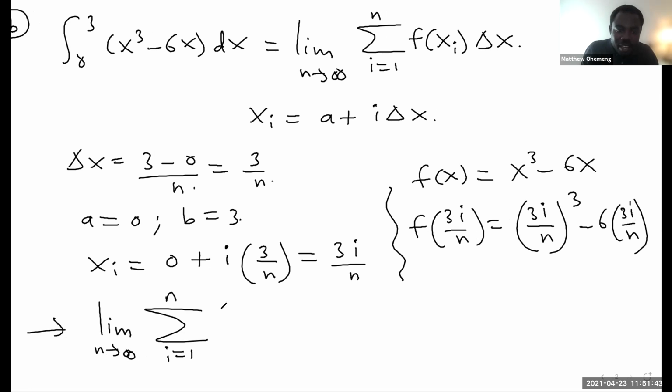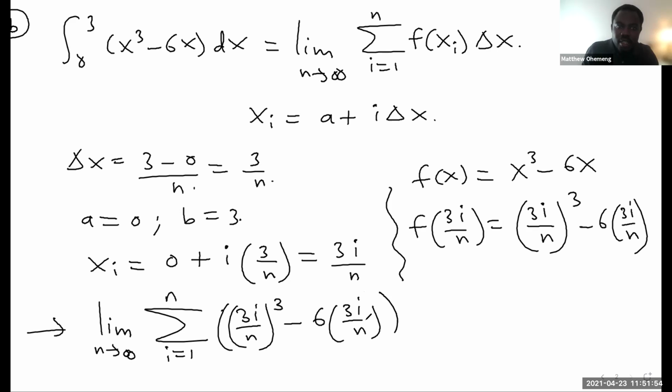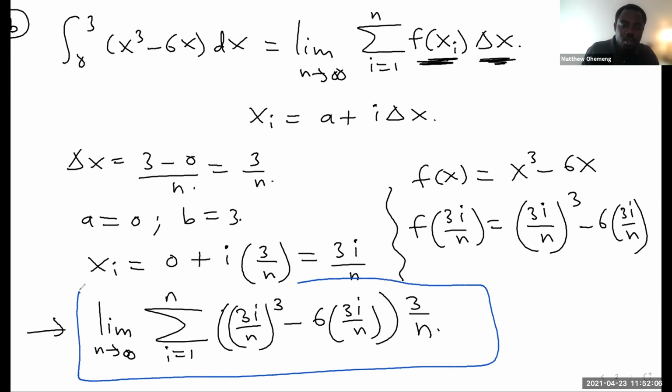So that means we finally have 3i. Please give me a sec. I'm done. I'll write this down, and then next time we meet, I'll solve this. So 6 times 3i over n, right? And then what's the last piece? So we have this piece, that's this. So what's the last one? Delta x. And delta x is 3 over n. So we have to solve this limit of sums, which we will continue the next time we meet.